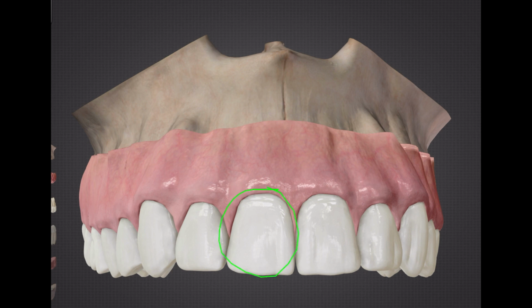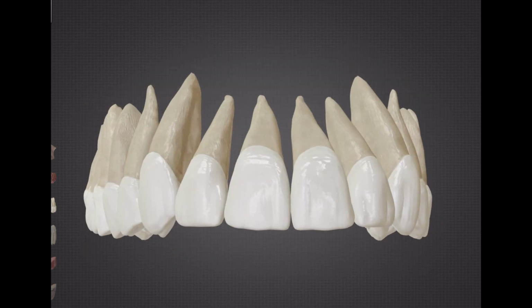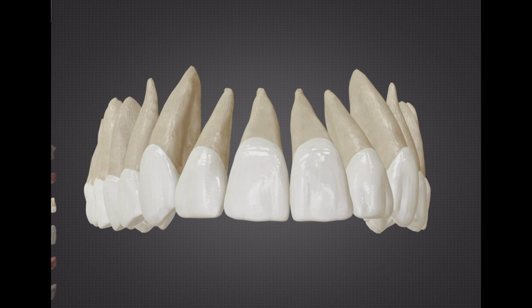The same goes for your root. You have your anatomical root, which is best described as your root portion below the CEJ, and the clinical root is the portion below the gingival margin.